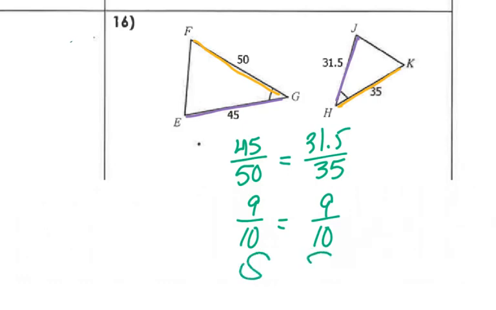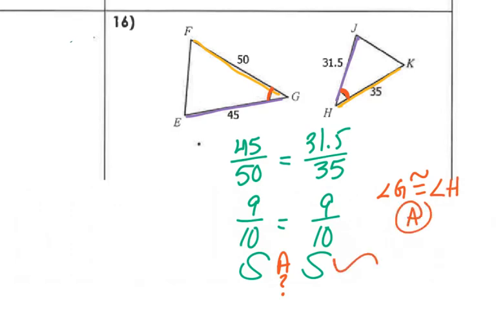So we've got the sides. Those sides are in proportion, so we're on the right track. We just want to find out if the included angles are congruent. So let's take a look at those congruent angles. They've already been marked up congruent for you in the diagram. So we've got angle G given as congruent to angle H, and that's what we were looking for. So yes, these triangles are similar.